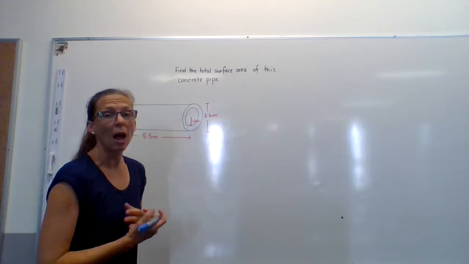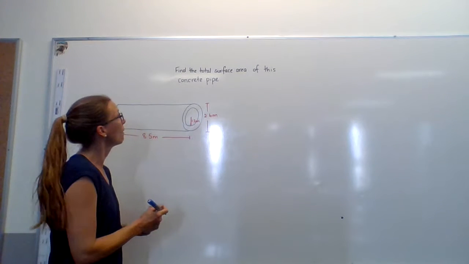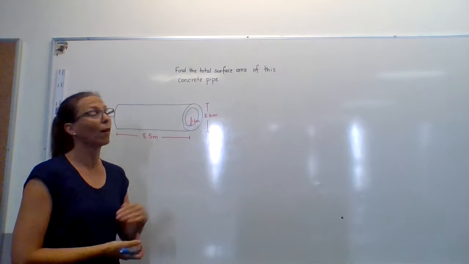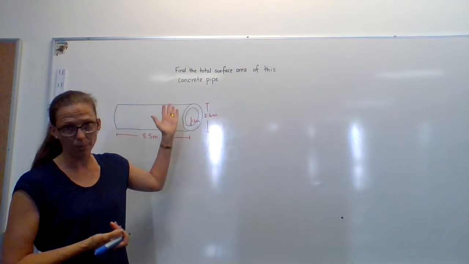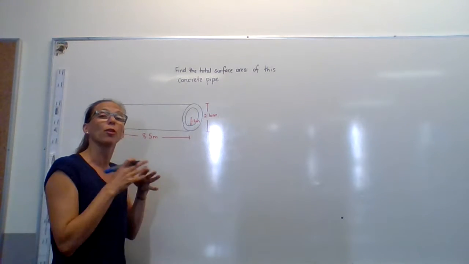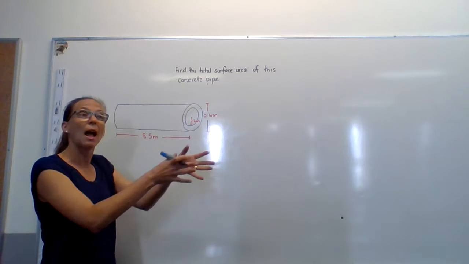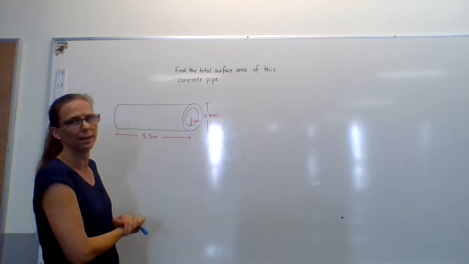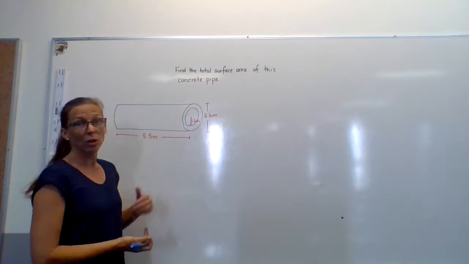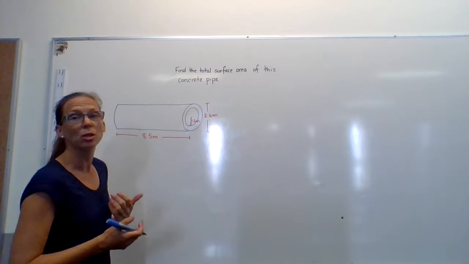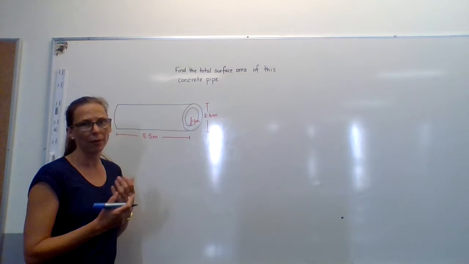Hey, g'day guys. What we're going to do is have a look at finding the total surface area of this concrete pipe. Okay, so you can imagine those concrete pipes. They've got a smooth surface on the outside and they're hollow through the middle, the whole way to the end. These questions are pretty tricky. There's quite a bit you need to do and you need to think about the surfaces.